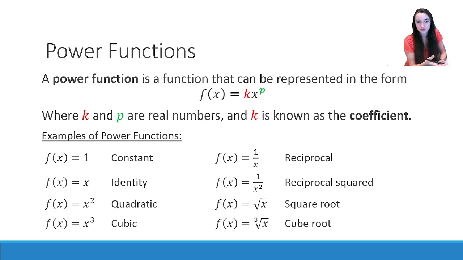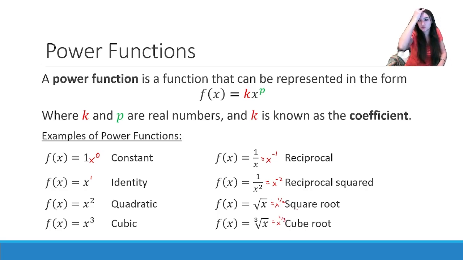Here, in how I have it written, k is 1, but it could be any number. And p is 0, because this is 1 times x to the power 0. The identity, x to the first, quadratic, x squared, x cubed, and so on. But what's interesting, and what separates these from polynomials, which we'll learn about in a moment, is the reciprocal function, 1 over x, is x to the negative 1. The reciprocal squared is x to the negative 2. The square root is x to the 1/2, the cube root is x to the 1/3, and so on.